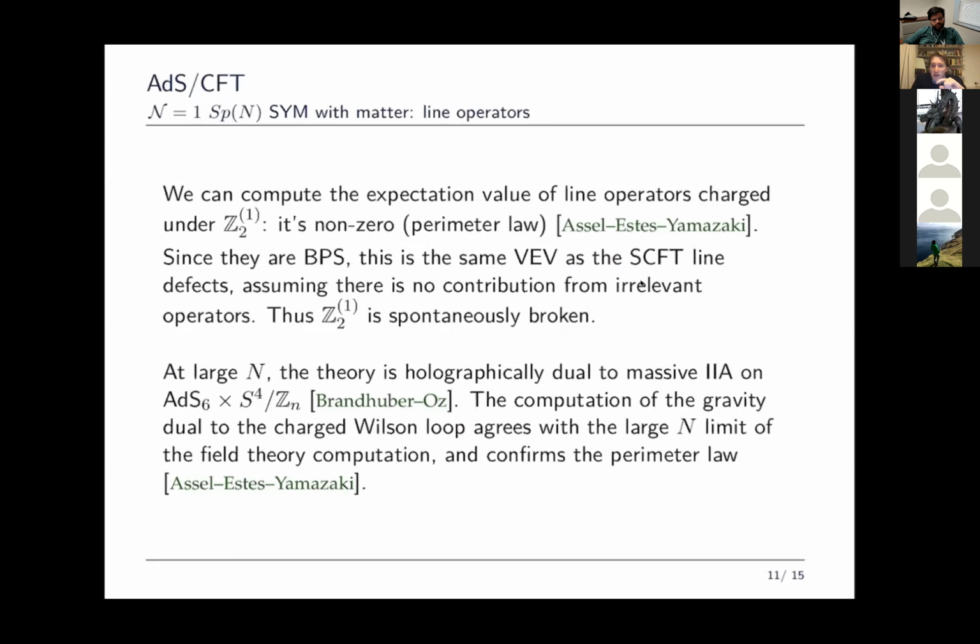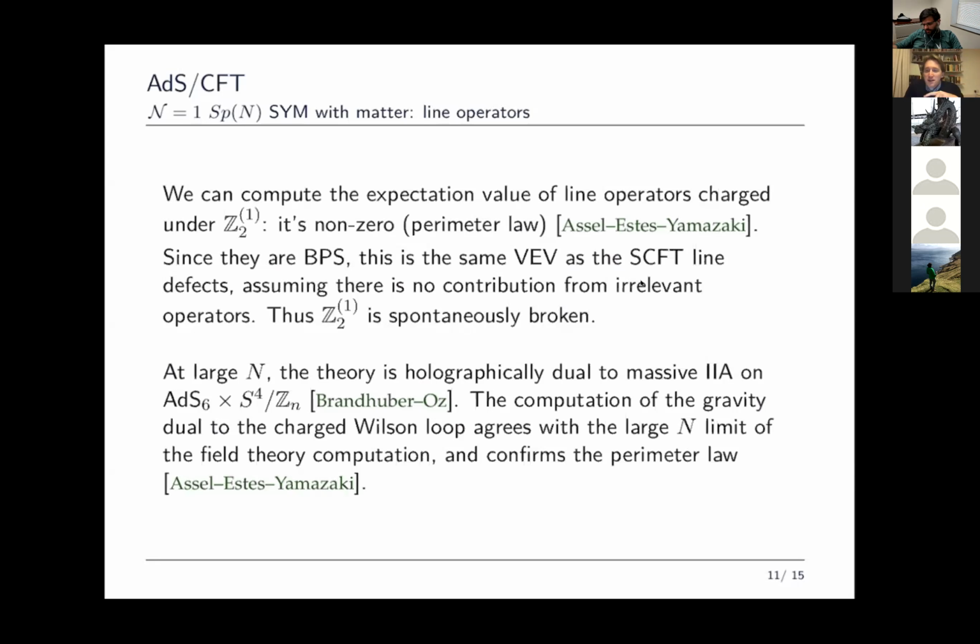These are BPS operators. So if we assume that there are no contributions from irrelevant operators at the fixed point, we can take the computation that we have done in the gauge theory phase and assume that it gives us the same result as the VEV of the superconformal line defect at the UV fixed point. Because the line operators are order parameters for the one-form symmetry, and they have a non-zero value, this signals spontaneous breaking of this symmetry, which is compatible with the scenarios that we illustrated from anomaly matching.